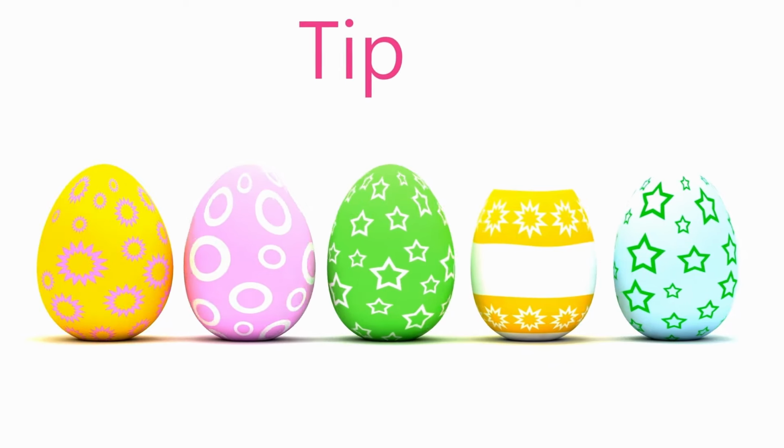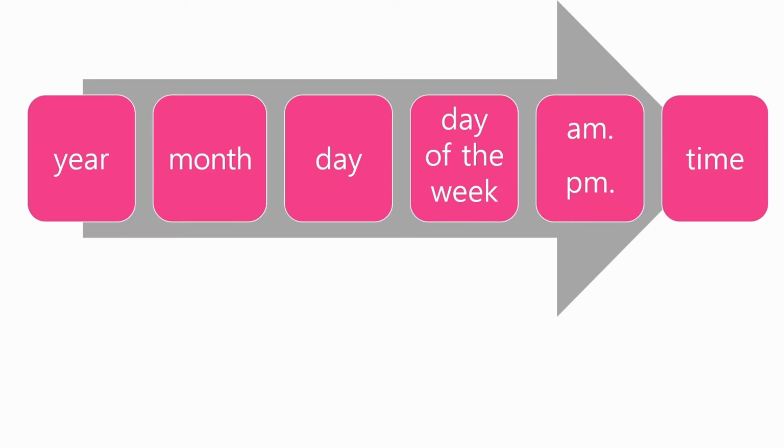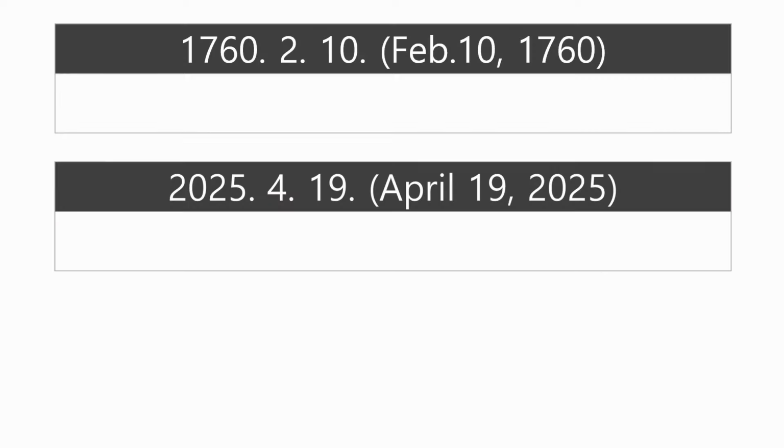A tip. When talking about dates in Korean, say them in order from the biggest. That is, year first and then month, day, day of the week, AM, PM, and time. Remember, the biggest first. Here are some examples. You can see that the order is different from English.